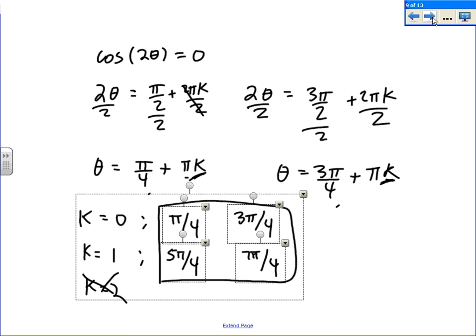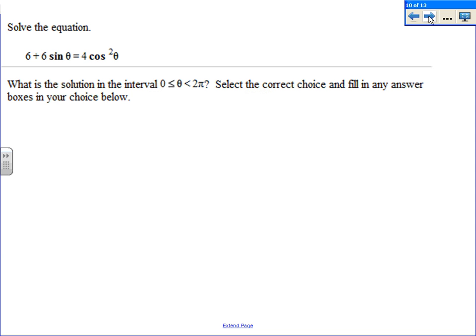Let's look at the next one. All right. On this one, so notice again, I have a sine theta and a cosine squared theta. Well, I want them to be the same. If I can get at least one of them to be a sine squared and then a sine, then I can have a quadratic form.